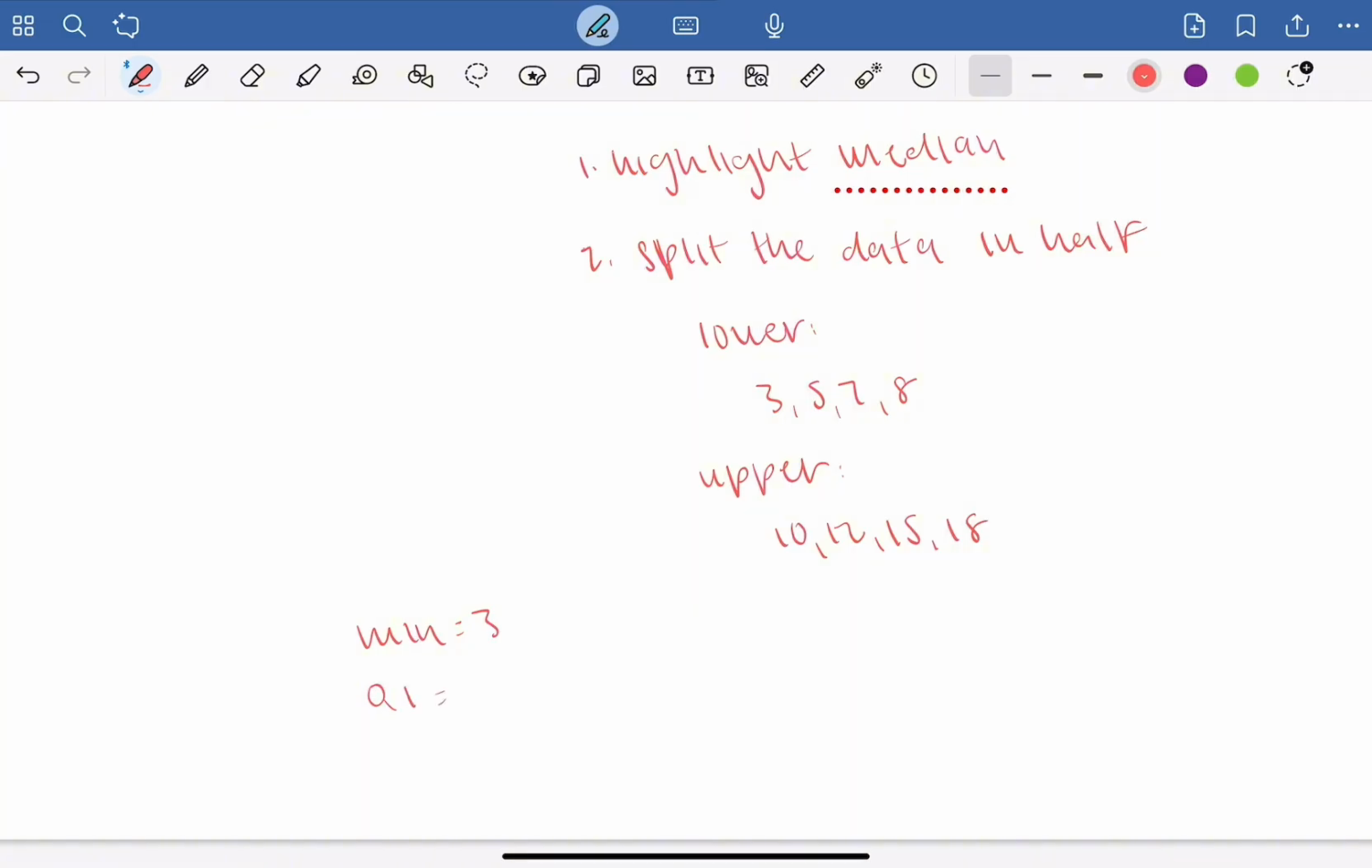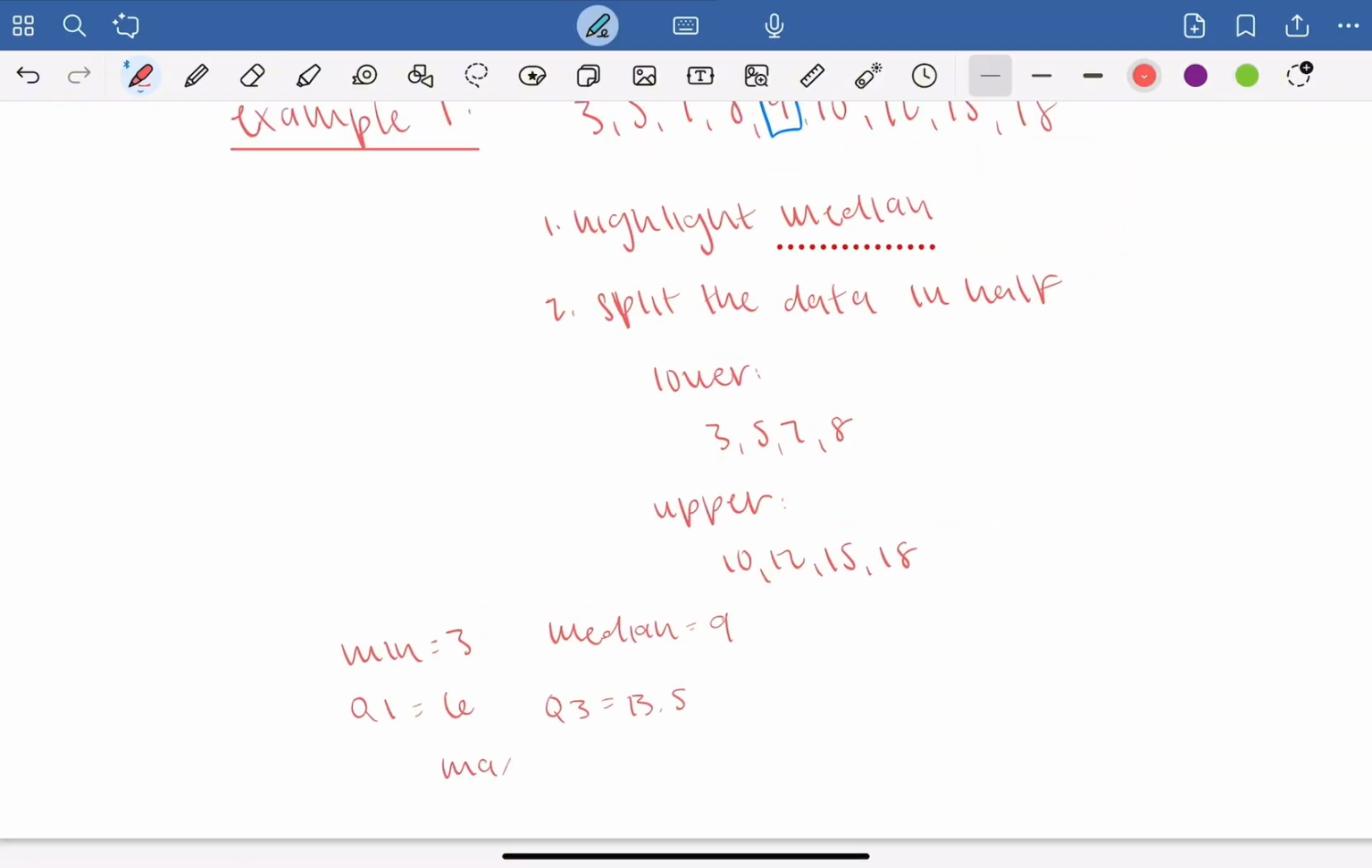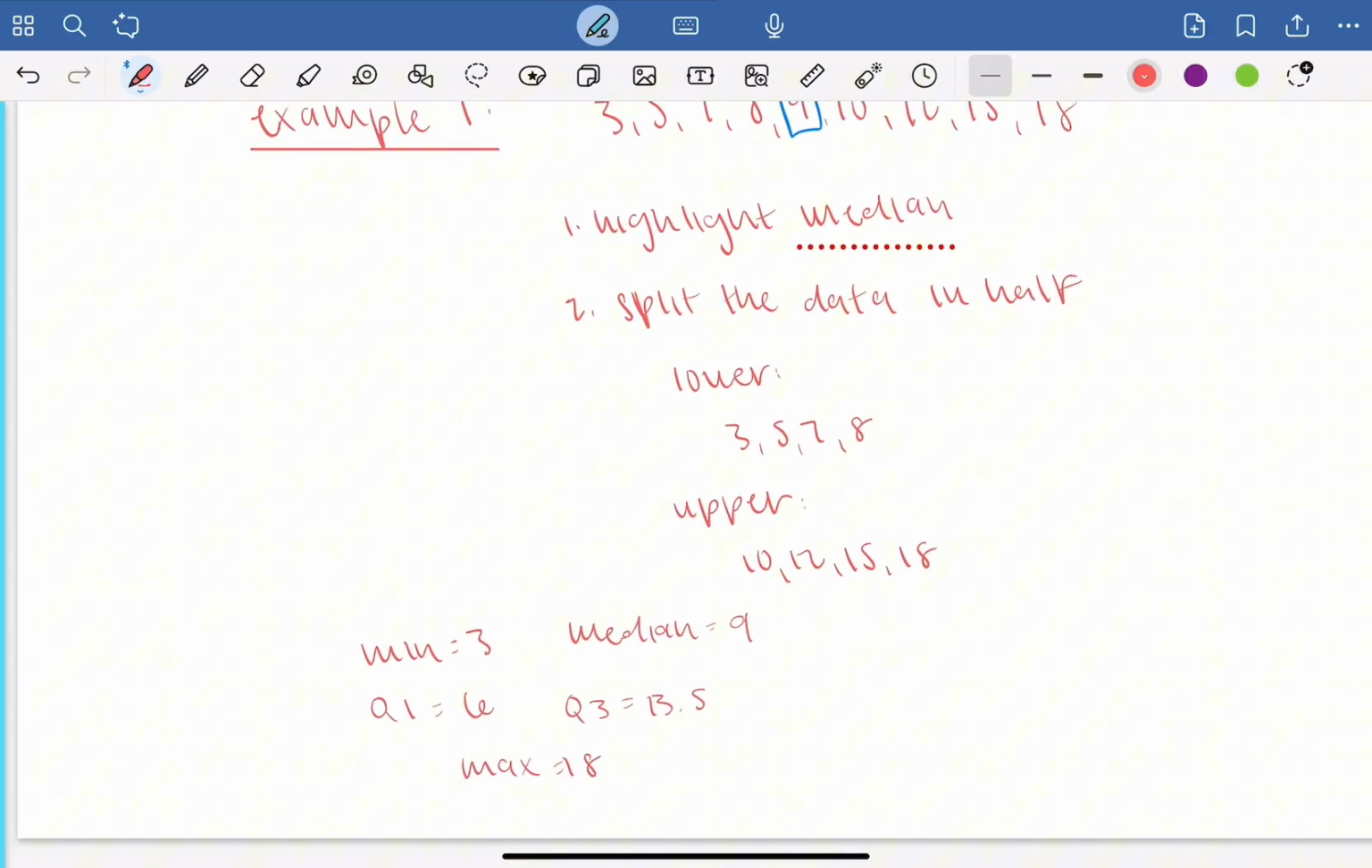Now looking at the upper half, 10, 12, 15, and 18. So again, I average the two middle values. 12 plus 15 equals 27. 27 divided by 2 equals 13.5. So Q3 equals 13.5. Finally, the minimum is 3 and the maximum is 18.